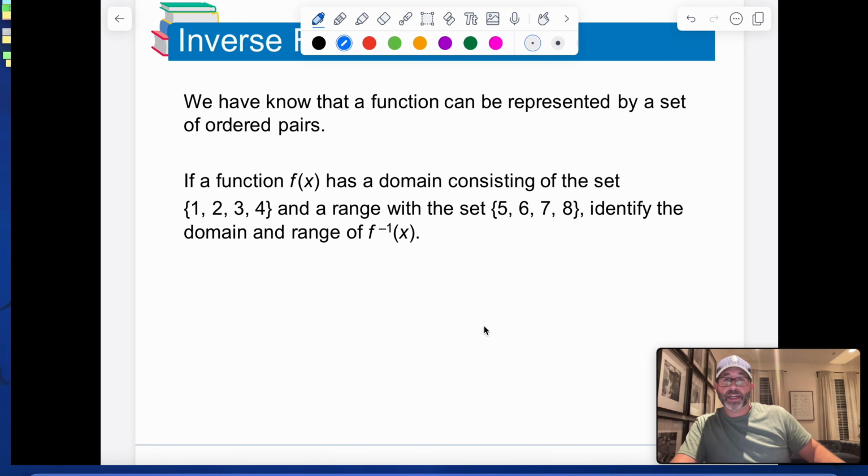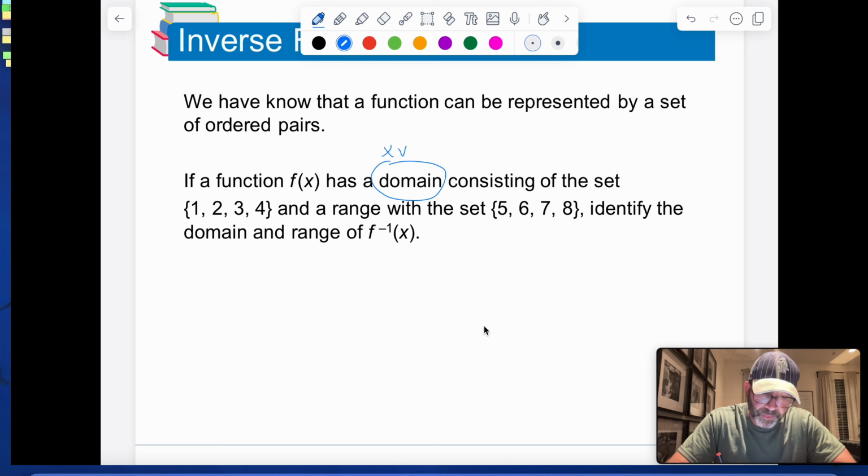So let's take a look at this one here. We have to know that a function could be represented by a set of ordered pairs. Okay. And so if a function f of x has a domain, again, that word domain is another way of saying x values, consisting of the set 1, 2, 3, 4, and a range, range is again y values, with the set of 5, 6, 7, and 8. Again, this is y values.